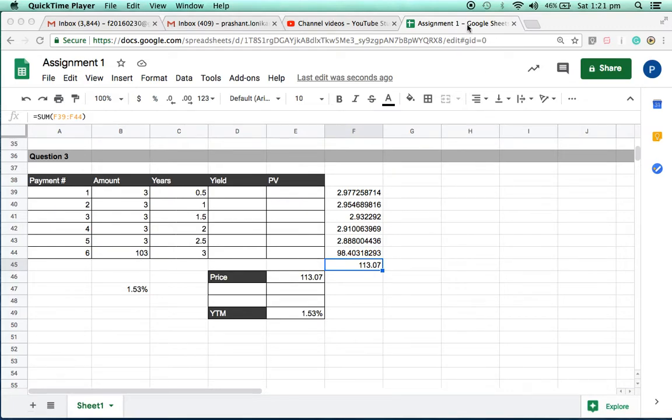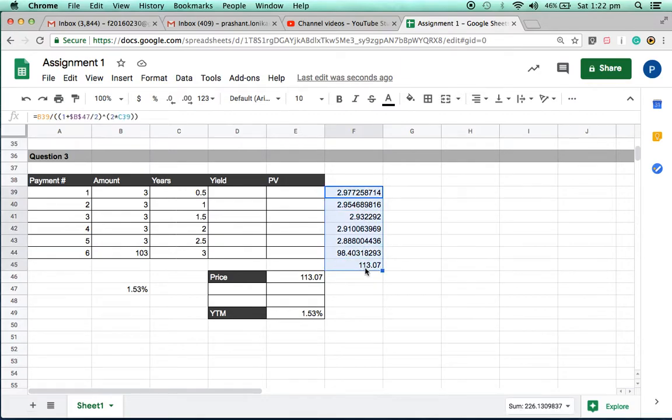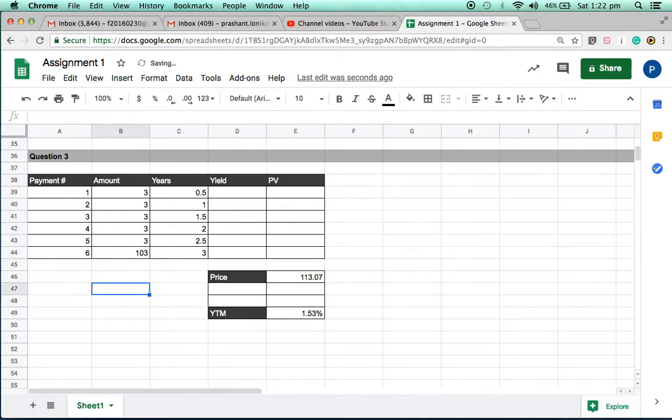Hey everyone, let's try to calculate the YTM for a 3-year 6% coupon bond. I'll just hide these numbers to avoid any confusion. These are just some previous calculations. The coupon rate is 6% annual, so you get $3 semi-annual, and then 103 at the end of 3 years. The price given is 113.07.